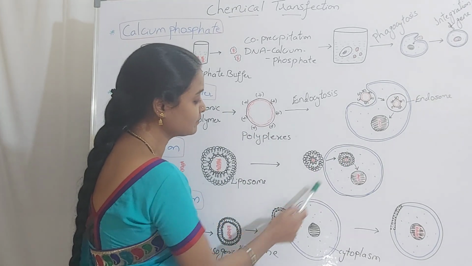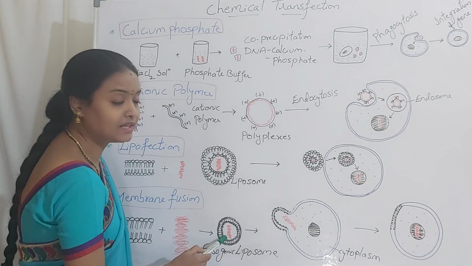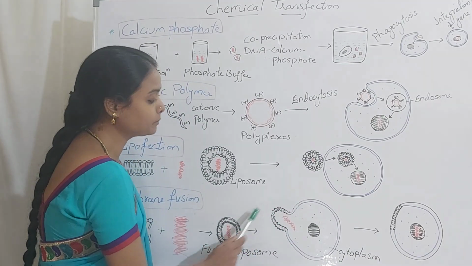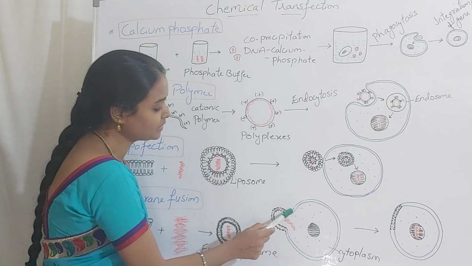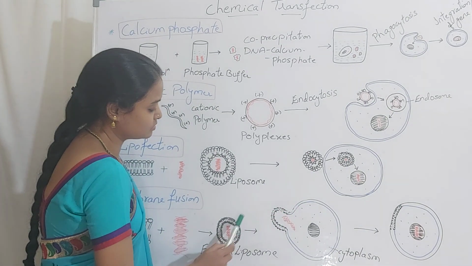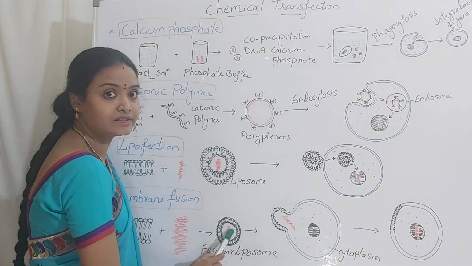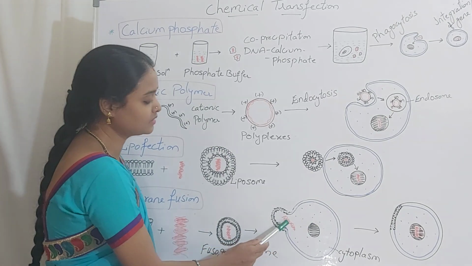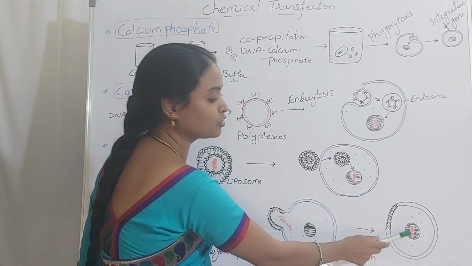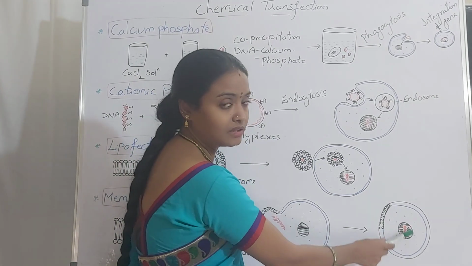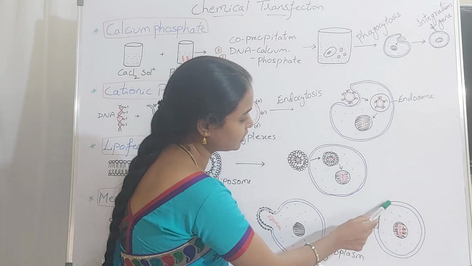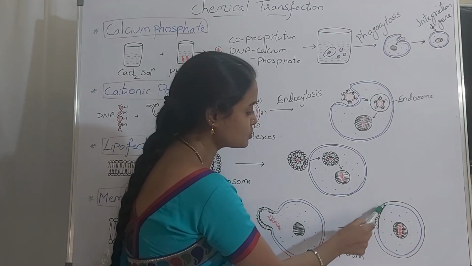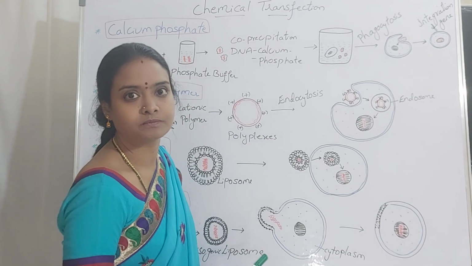But what is happening? The two lipid membranes are merging and forming a continuous layer, thereby throwing all the content present, the DNA present in it, into the cytoplasm of the cell. Then the DNA will go and get integrated into the genome of the animal cell. Is that clear? So here you can see this is the membrane of the animal cell, whereas this is the fusogenic liposome layer. Is that clear?